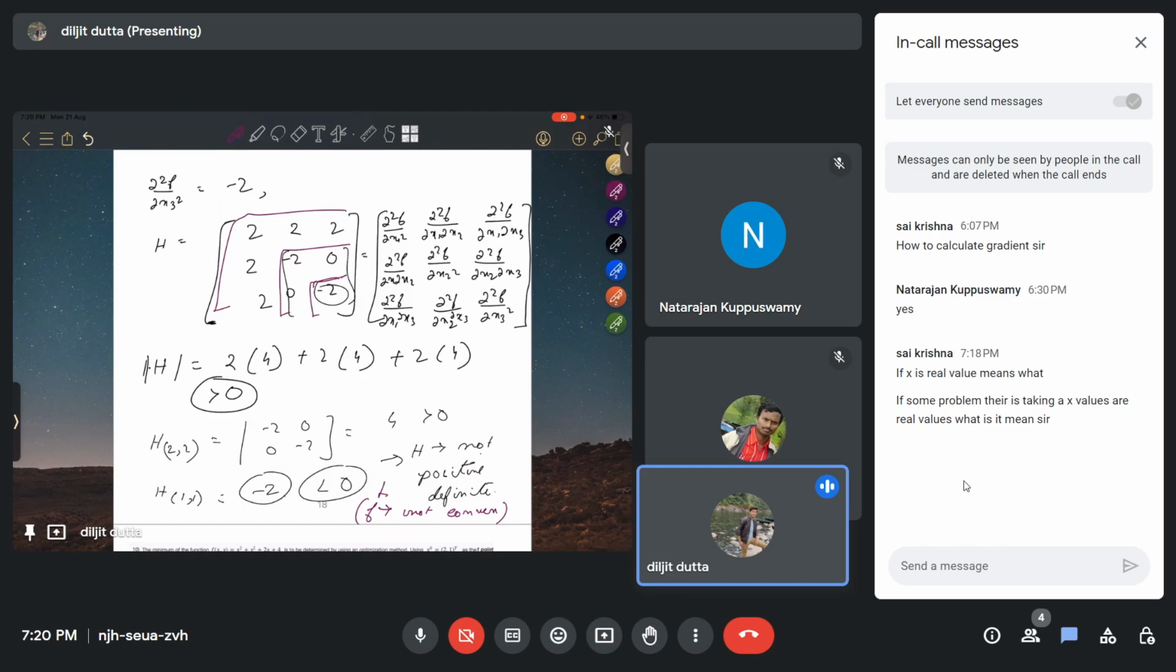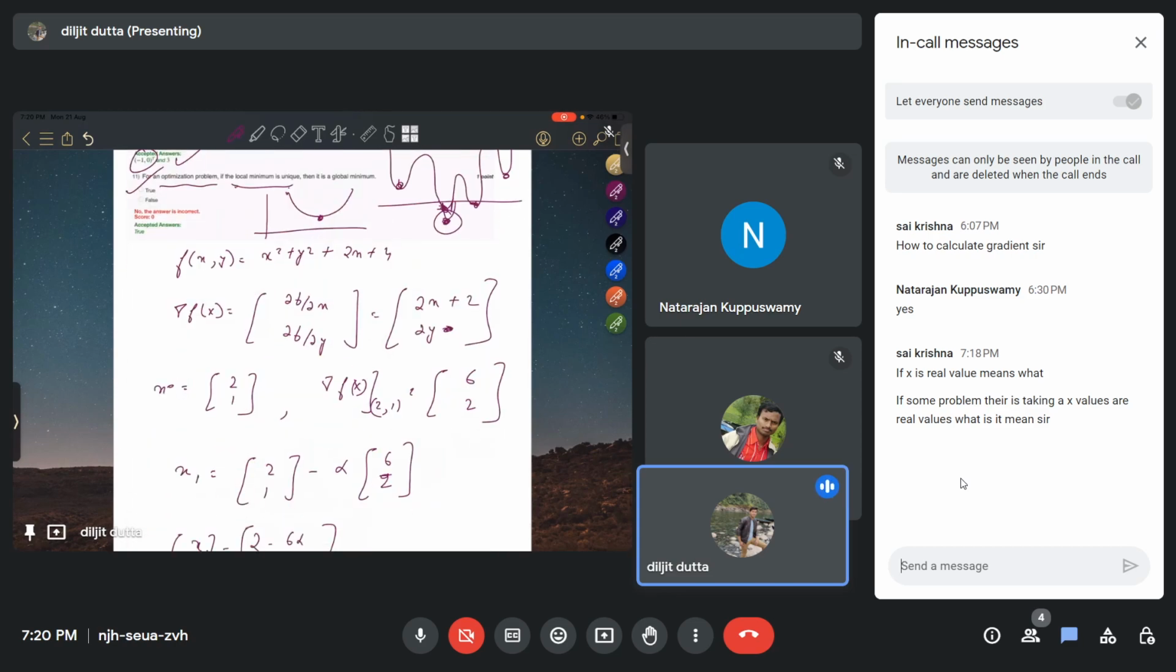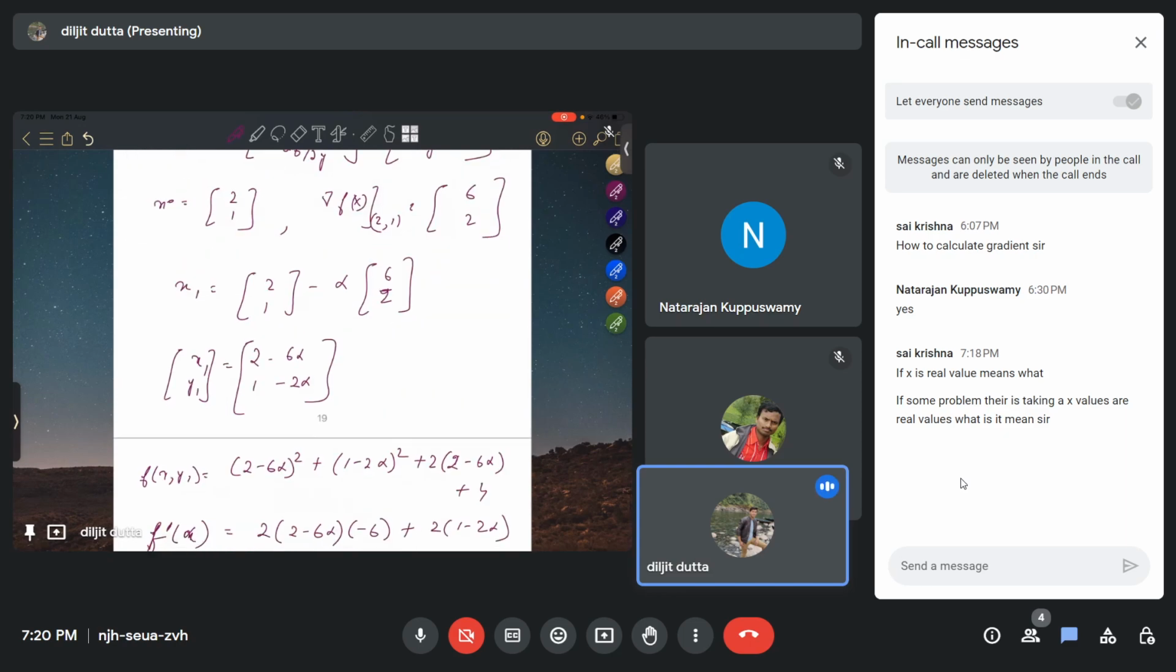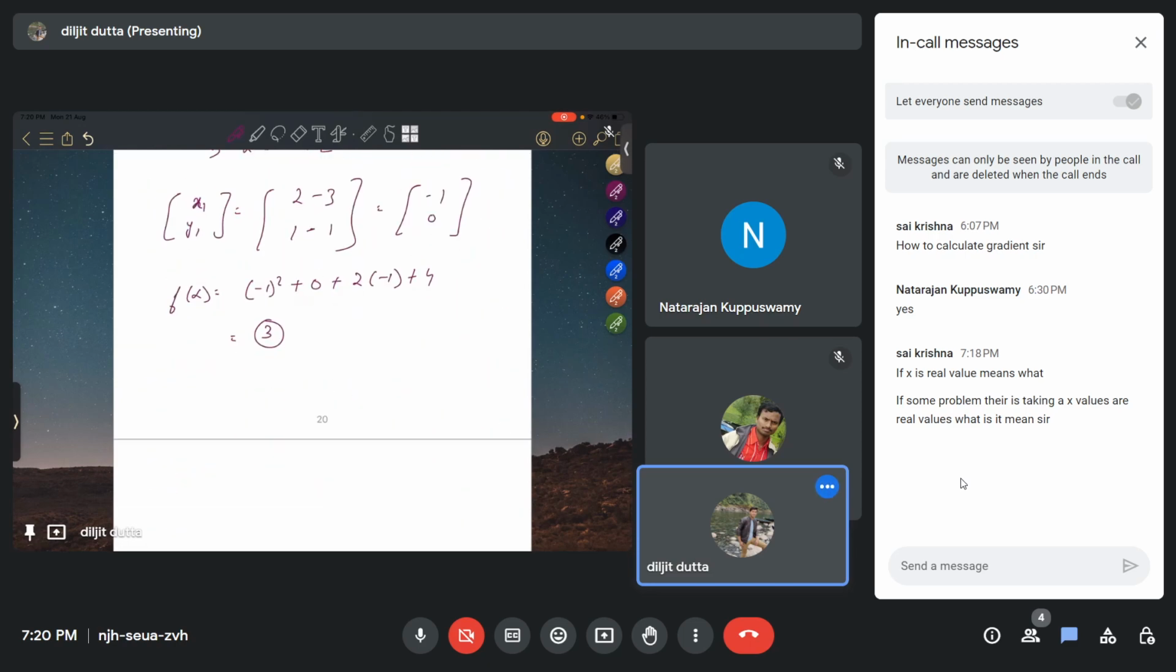You are asking if in a problem they are taking X as real values. Real values means it can take any value from minus infinity to plus infinity. A real number line consists of the rational numbers, irrational numbers, integers, and everything. It shouldn't be a complex value. You know complex numbers, right? 1 plus 2i or 2 plus 3i, like that. That imaginary part shouldn't be there. If it is not there, it is simple real values. That is what X is a real value means. We are mostly dealing with real values only. When we are doing complex analysis, all the calculation methods will be different for complex numbers.